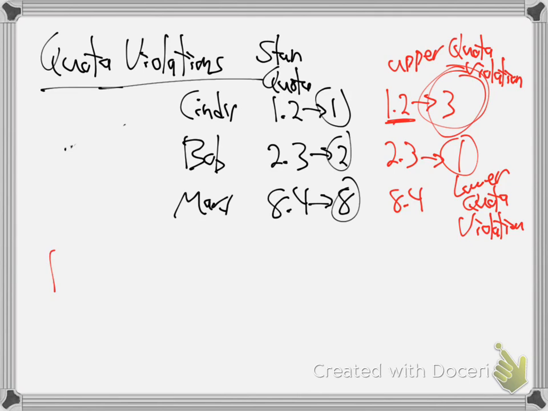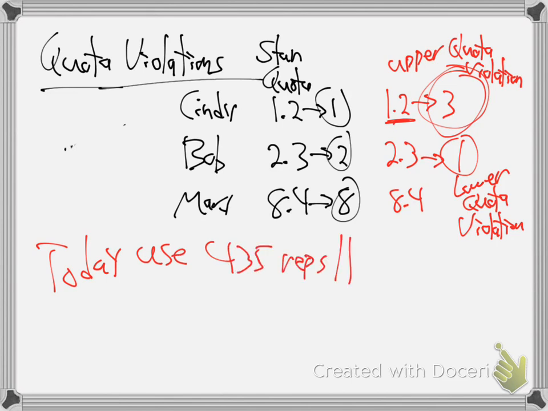So after this was all done, here's what we use. There are 435 representatives in the House. That's fixed. They passed a law that it won't move. 435, do I have that number right? Representatives? Yeah, 435. Thank you.